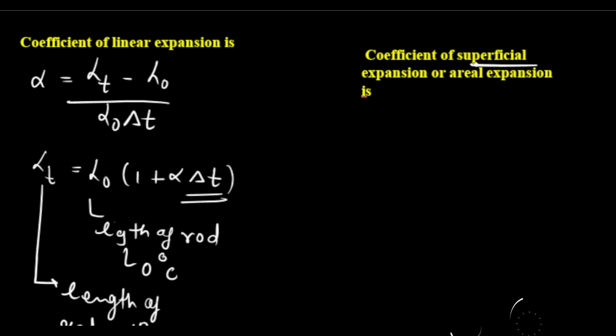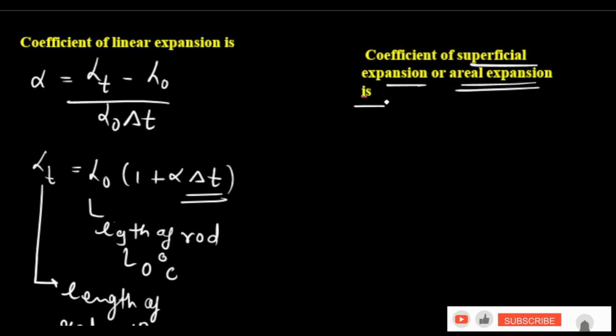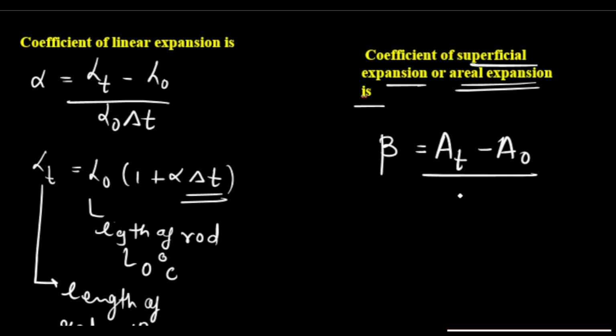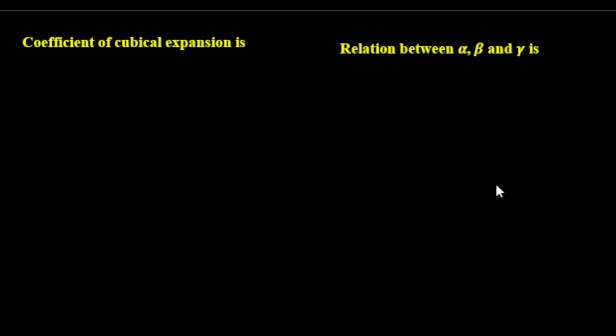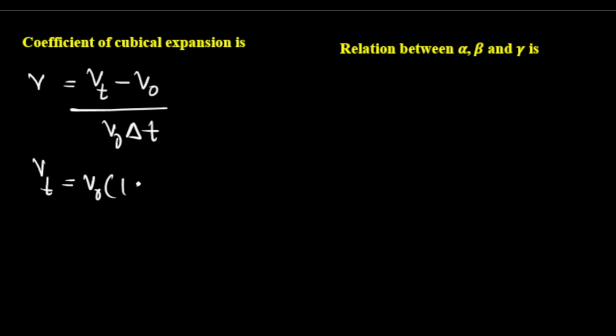Now, coefficient of superficial or areal expansion: beta is equal to (At - A naught) divided by A naught into change in T. Now, coefficient of cubical expansion, which is gamma, is equal to (Vt - V naught) divided by V naught into change in T. So here we can write Vt is equal to V naught (1 + gamma change in T). V naught is the volume at 0 degrees Celsius and Vt is the volume at T degrees Celsius.